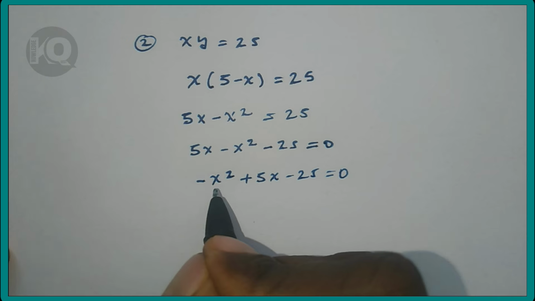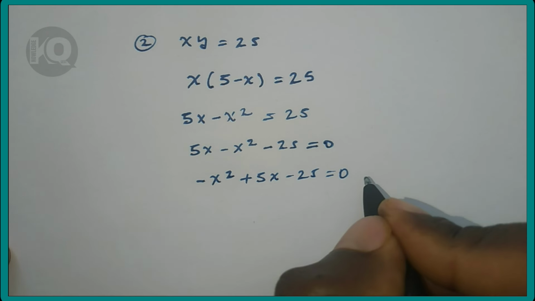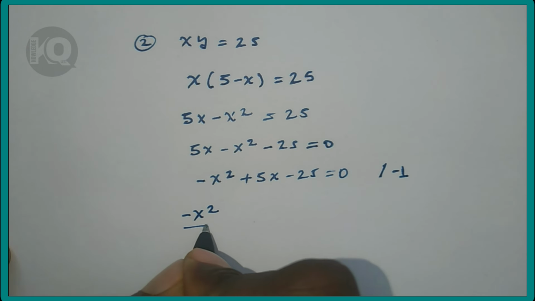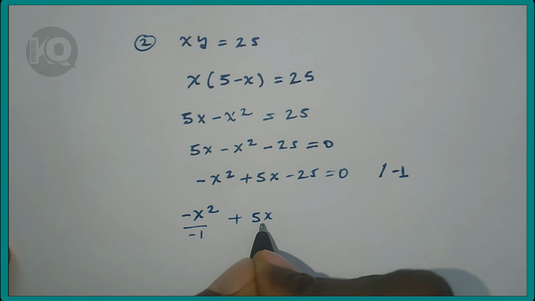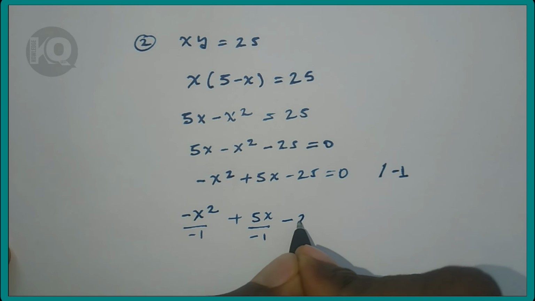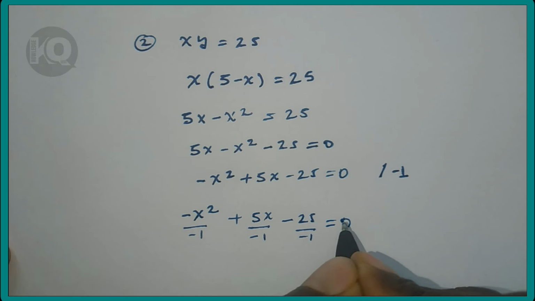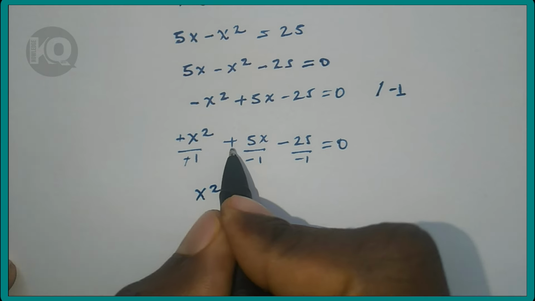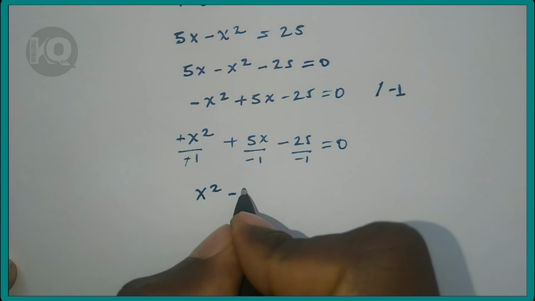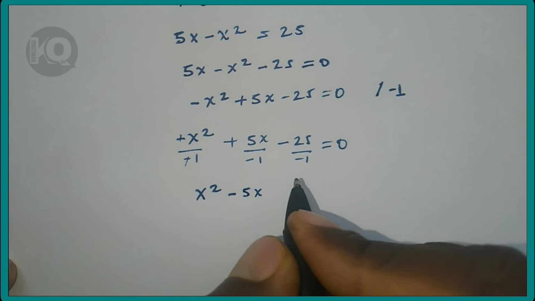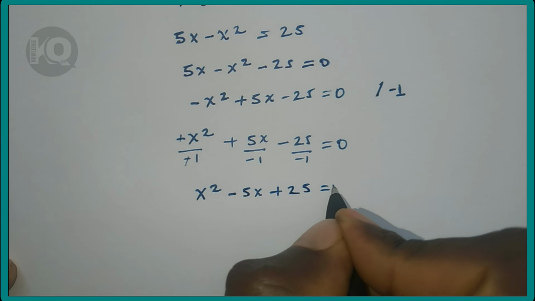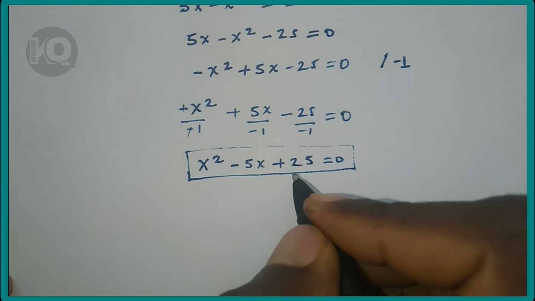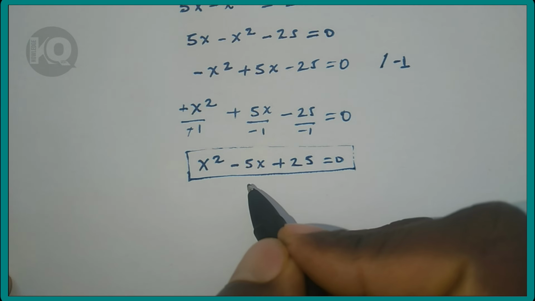Let's make the coefficient of a positive, so divide by minus 1. So minus x squared divided by minus 1, plus 5x divided by minus 1, minus 25 divided by minus 1, equals 0. This will be x squared, plus over minus will be minus 5x, minus over minus will be plus 25, equals 0. As you have seen here, it's a quadratic equation and x will have two solutions.